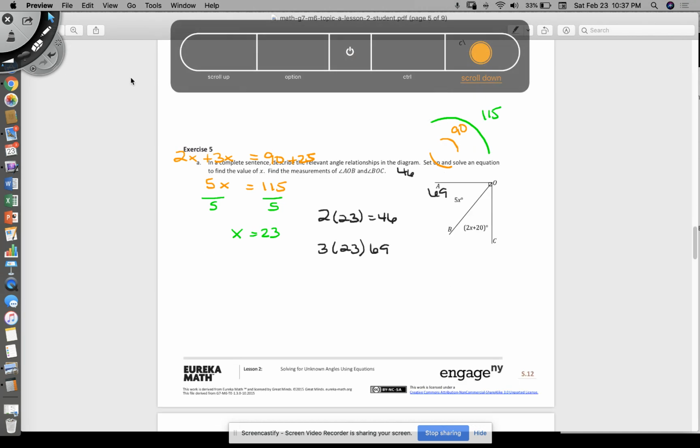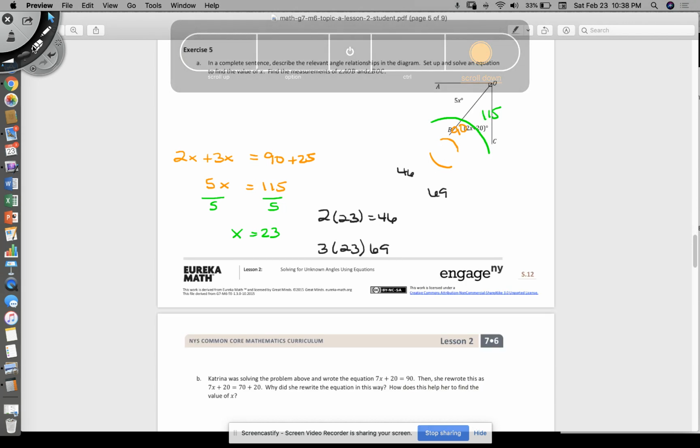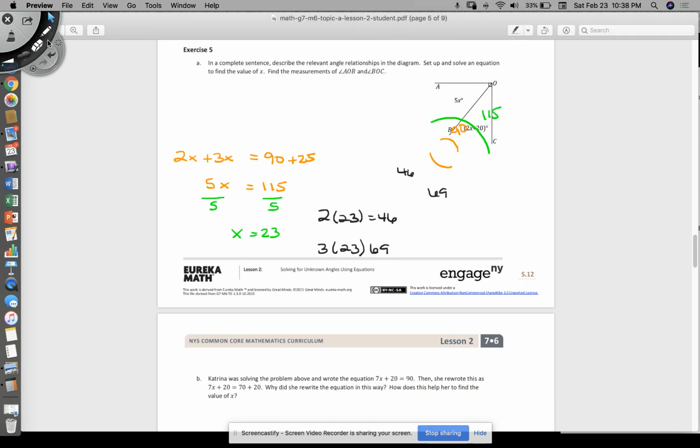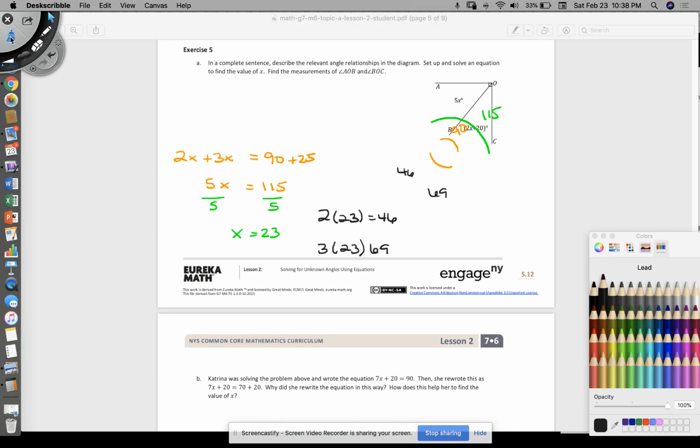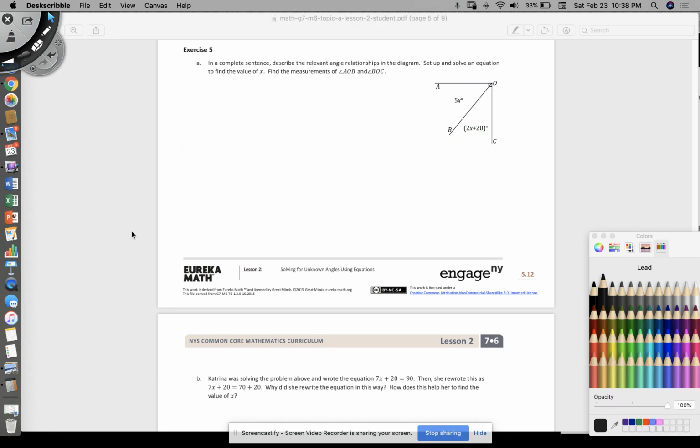Okay, let's move to the last problem here, exercise 5. Well, I should say the last problem I'm going to do with you, because part B is down here. Exercise 5: in a complete sentence, describe what's going on here. Solve for x. I think we've read that same sentence many times now, so I think we're good.